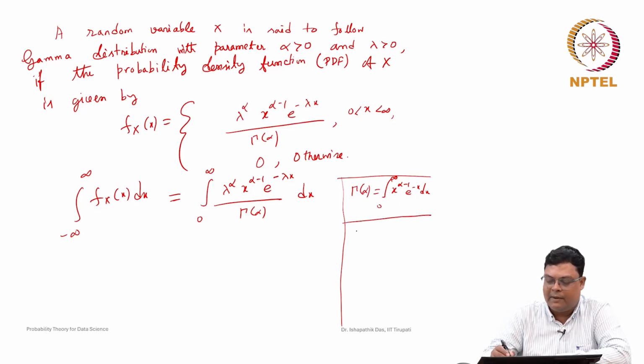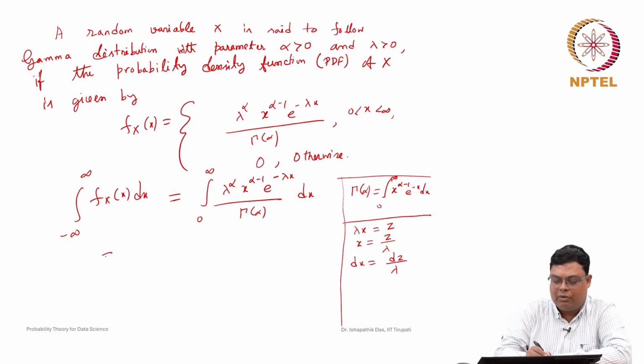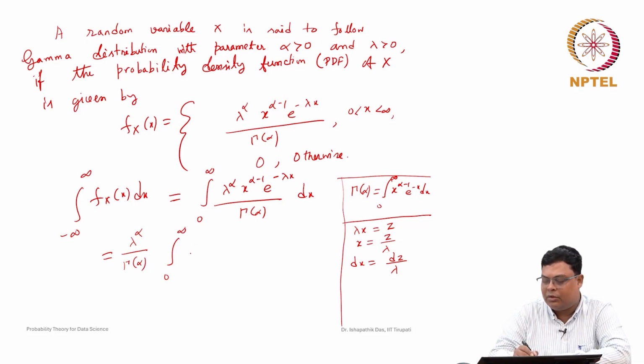So, what transformation will we take? Lambda x we will take as z, where x is equal to z by lambda. Now, dx will be dz by lambda. Whenever x goes to 0, z goes to 0, and as x goes to infinity, z goes to infinity. So, we take this constant outside, lambda to the power alpha by gamma alpha. Now, x to the power alpha minus 1 is z by lambda whole to the power alpha minus 1, e to the power of minus z, since lambda x is equal to z, and then dx is dz by lambda.